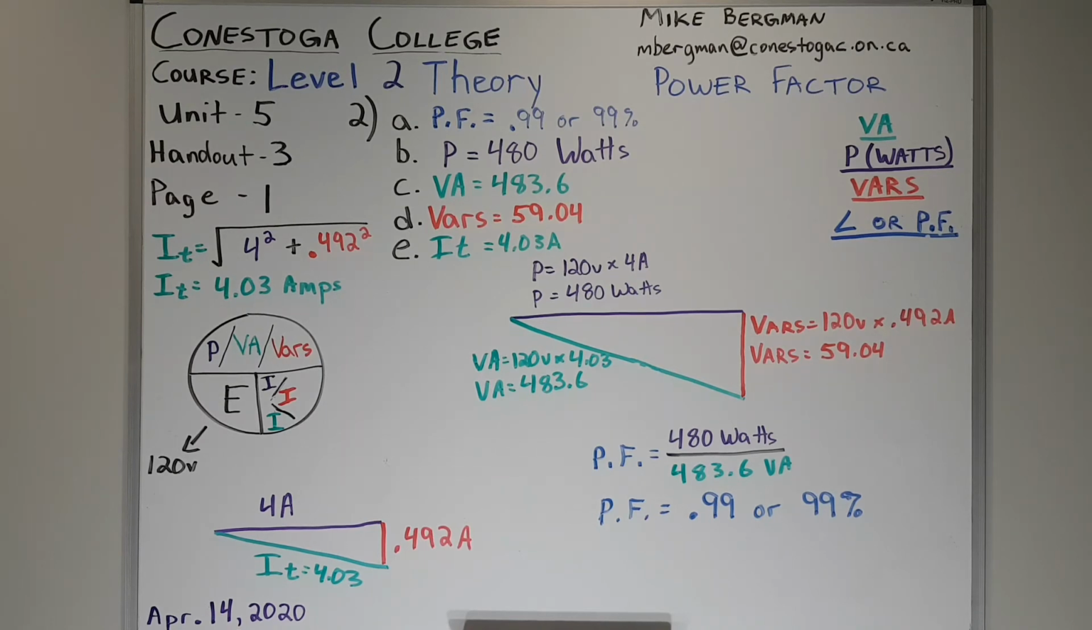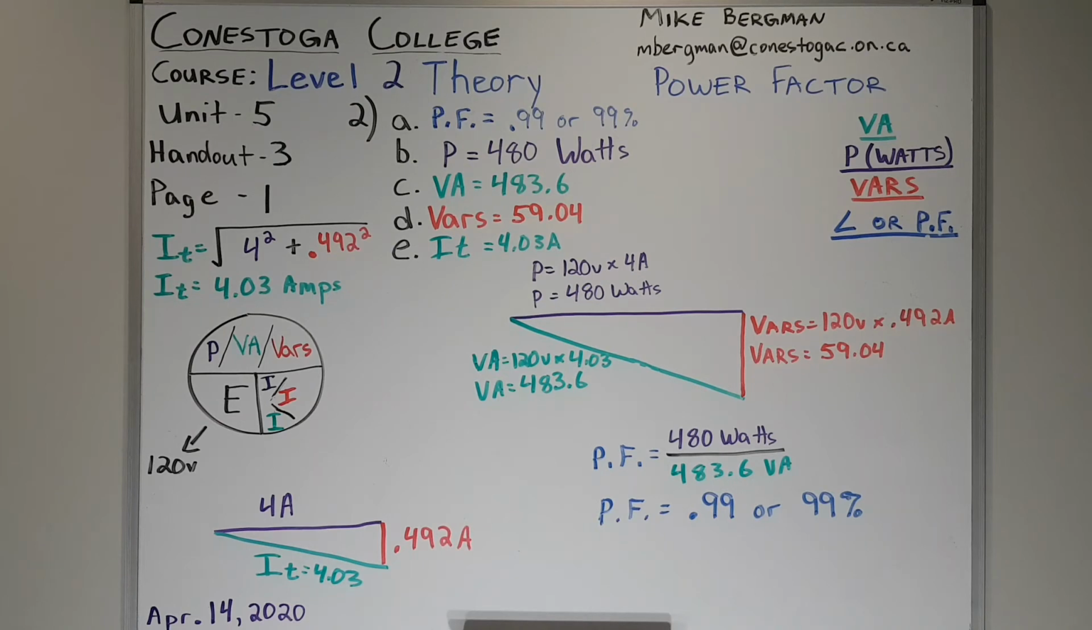But the numbers have to be grouped. They have to stay with their groups. So we got the current for the VARs, the current for the power, and the current for the VA. And then I apply the voltage, which is the same because it's parallel, to each set of current to get either the power in watts, the VA, or the VARs.